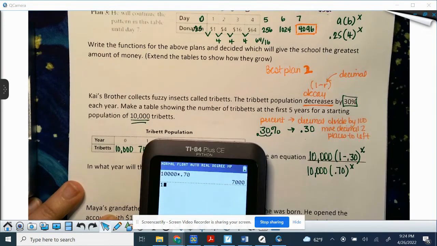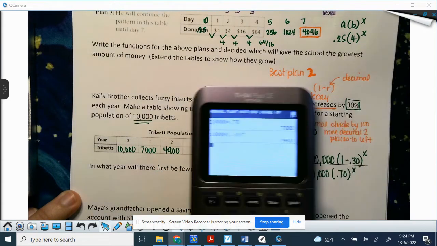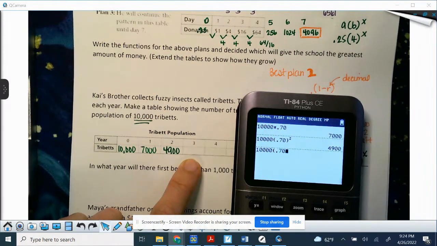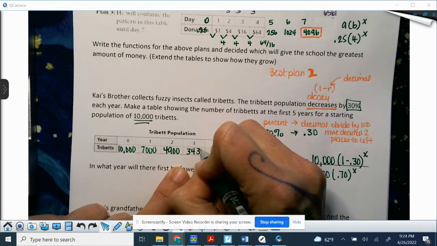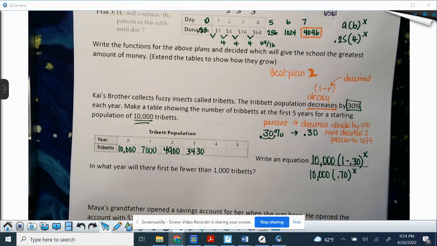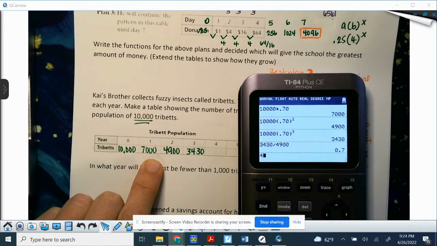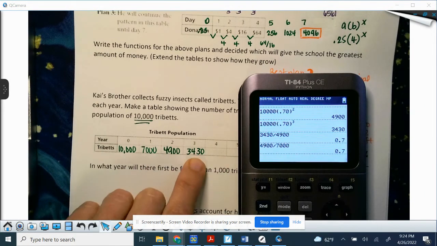And then 10,000 times 0.70 squared is 4,900. And then at that rate, we're going to do our 3. So 10,000 times 0.70 to the third power is 3,430. Now, interesting to me is if I do 3,430 divided by 4,900, I get 0.7. 4,900 divided by 7,000, I get 0.7 as well. So something divided by this number is 0.7.